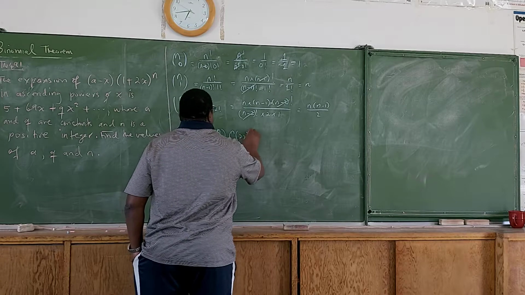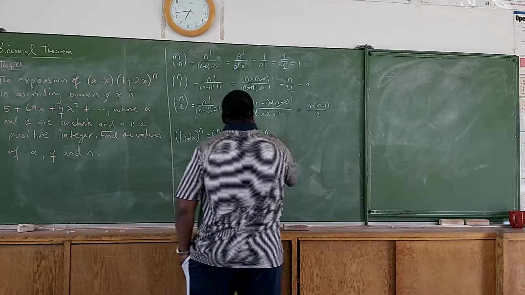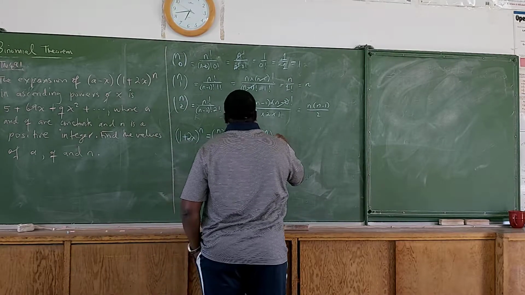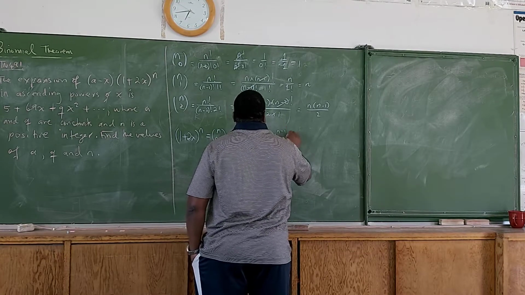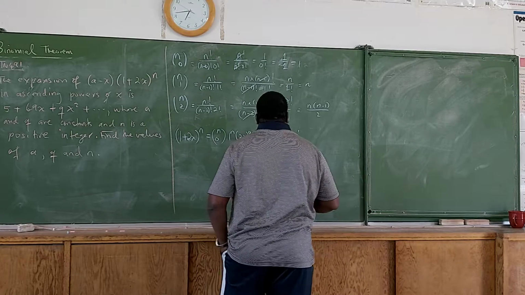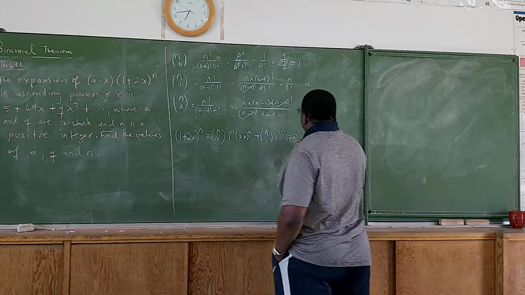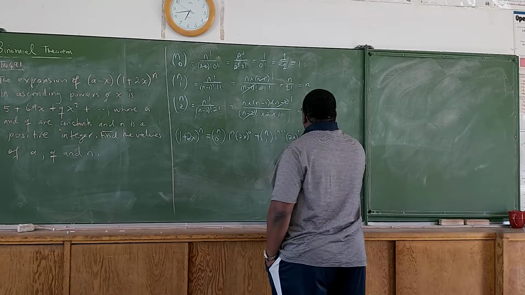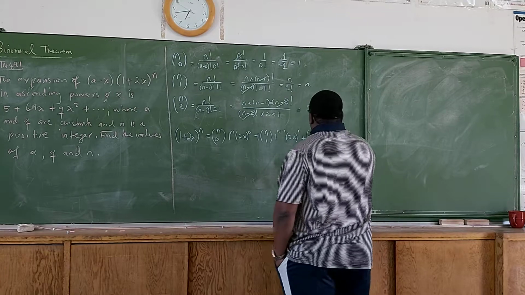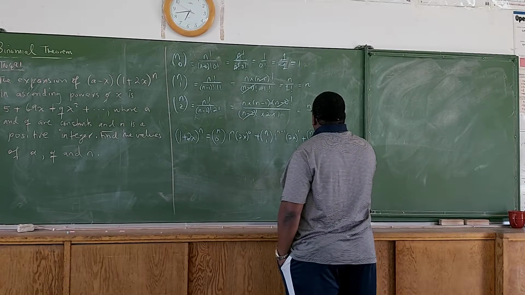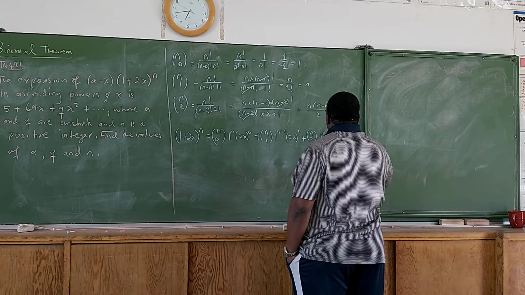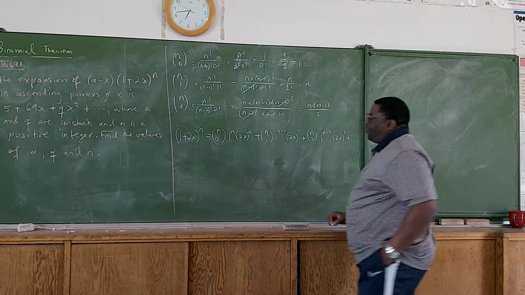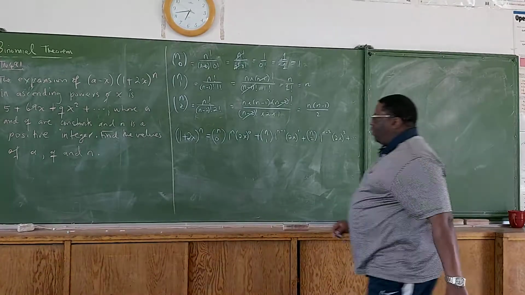n choose 1 is n, which gives 1 to the n minus 1 times 2x to the 1. The next one is n choose 2. That's going to be 1 raised to the n minus 2, and then take 2x raised to the 2, and so on and so on. So I'm just going to find those coefficients.